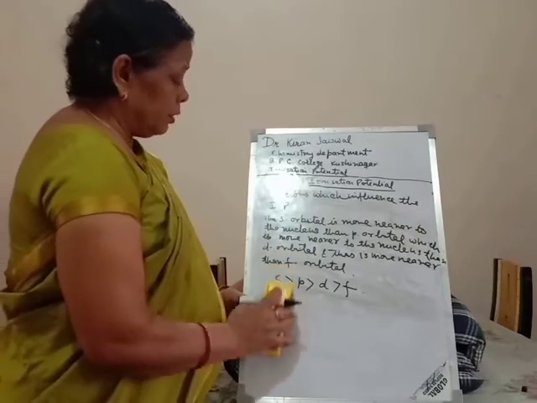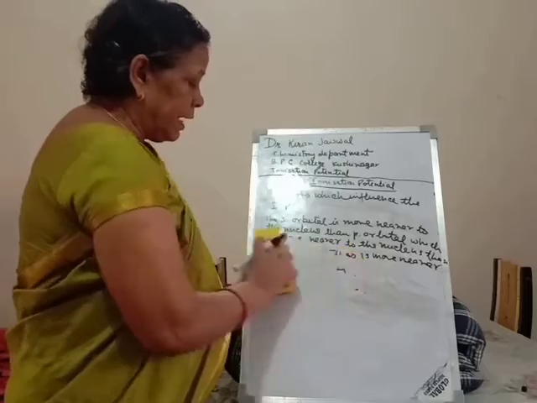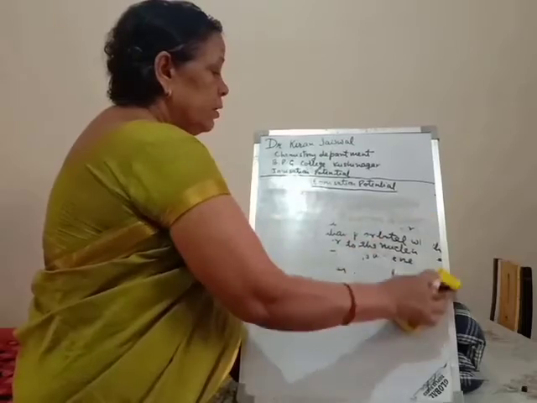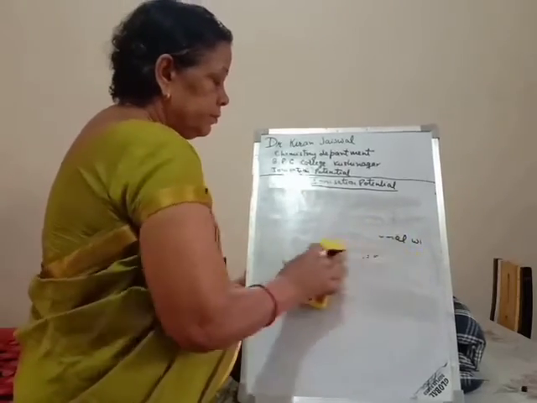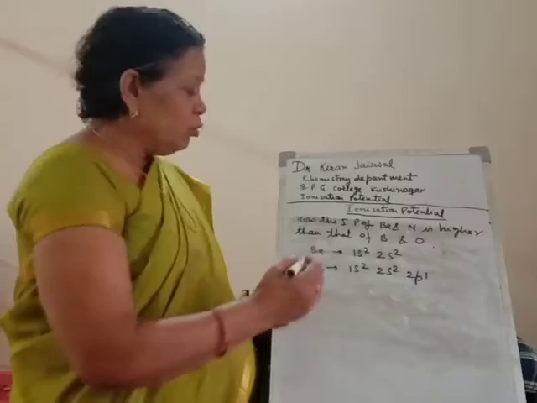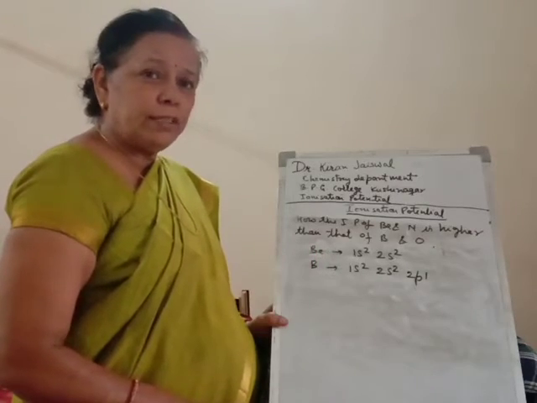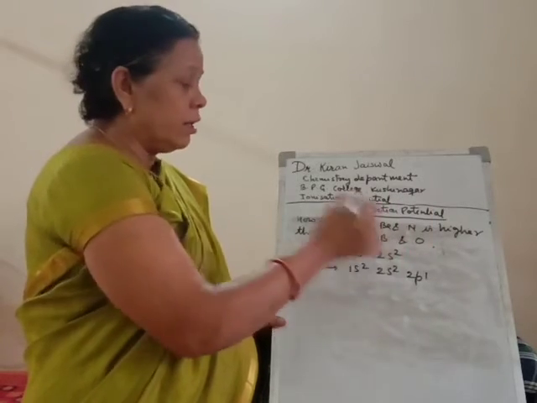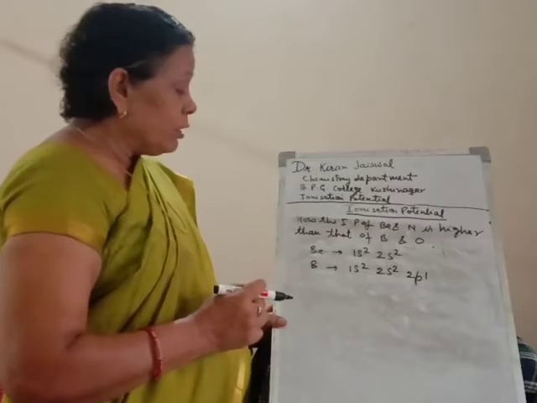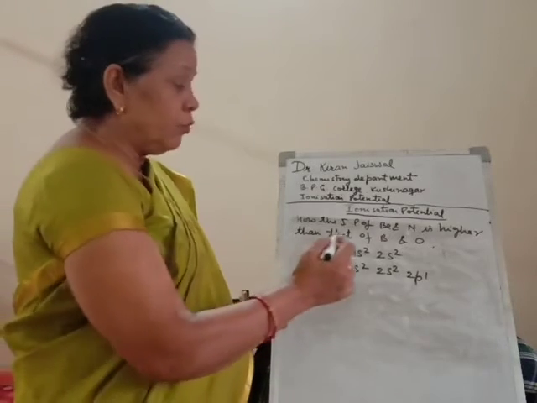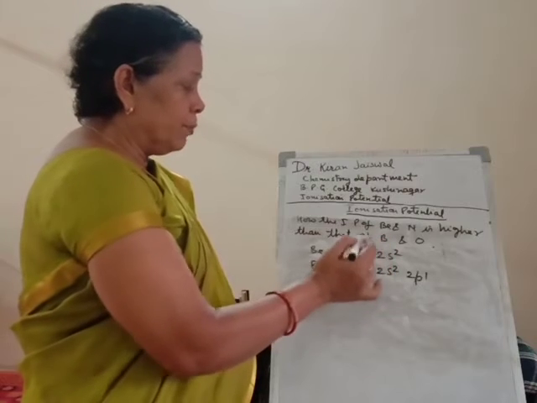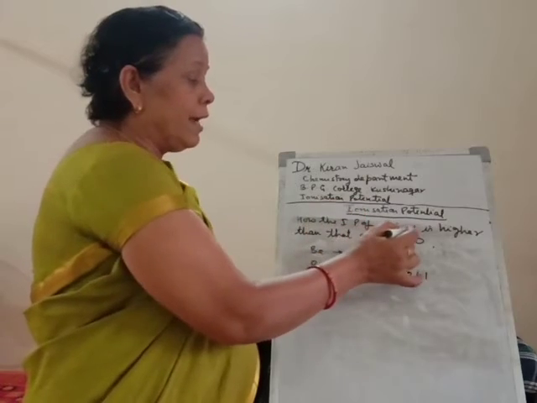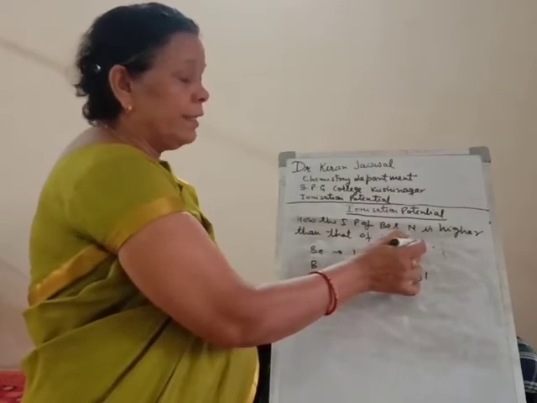Now one question is: how is the ionization potential of beryllium and nitrogen higher than that of boron and oxygen? First of all, we look at the electronic configuration of beryllium and boron, because the ionization potential of beryllium is higher than that of boron, and the ionization potential of nitrogen is higher than that of oxygen.